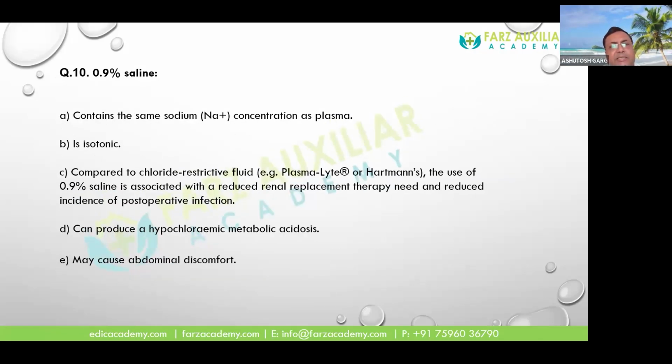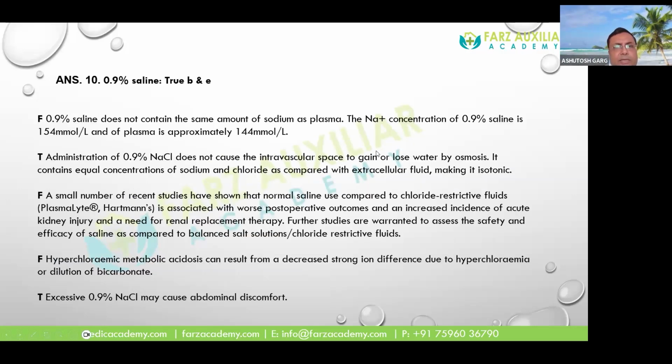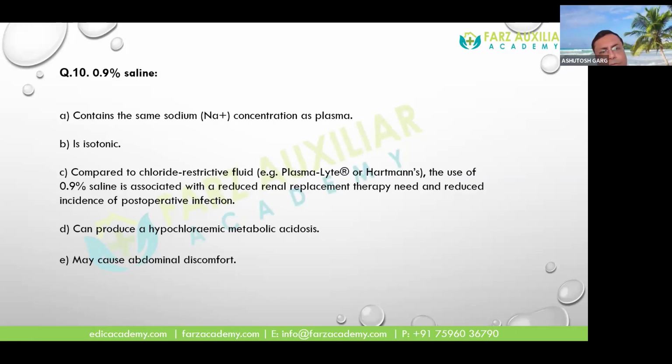0.9% saline contains the same sodium concentration as plasma? No. Is isotonic compared to chloride restrictive fluid? The use of 0.9% is associated with reduced renal replacement therapy need, can produce a hypochloremic metabolic acidosis, may cause abdominal discomfort. So the answer is B and E. Isotonic yes, and may cause abdominal discomfort. But can it cause hypochloremic metabolic acidosis? No, it causes hyperchloremic metabolic acidosis.